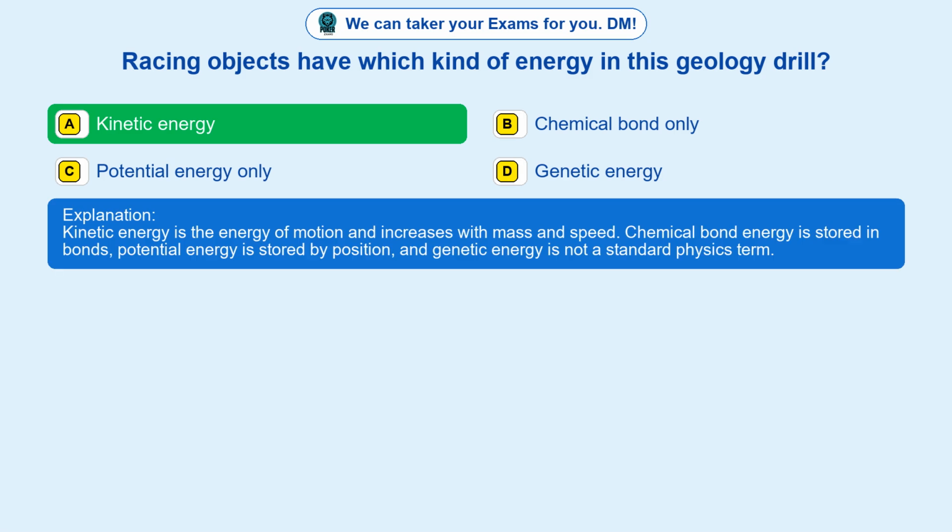Kinetic energy is the energy of motion and increases with mass and speed. Chemical bond energy is stored in bonds, potential energy is stored by position, and kinetic energy is not a standard physics term.